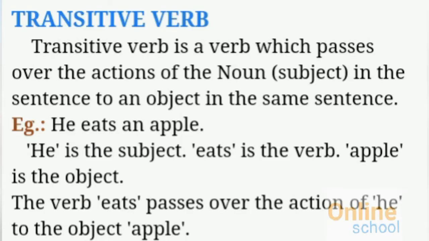Now, transitive verb. A transitive verb is a verb which passes over the action of the noun, that is the subject, in the sentence to an object in the same sentence. Example: he eats an apple. Here he is the subject, eats is the verb, apple is the object. The verb eats passes over the action of he to the object apple.